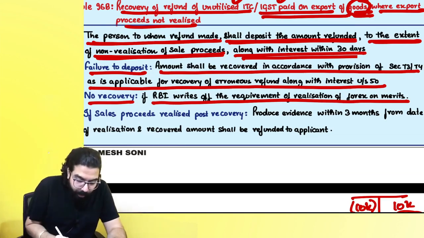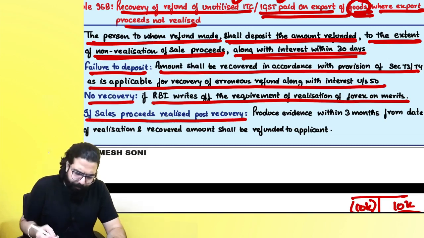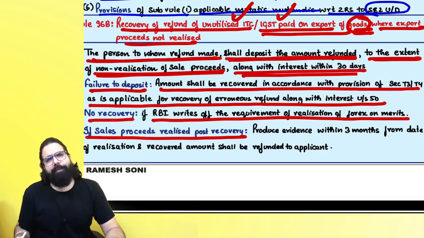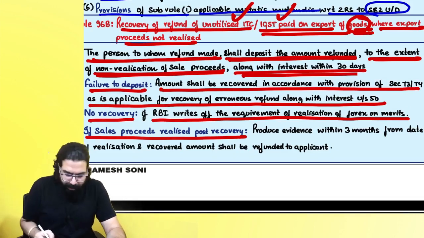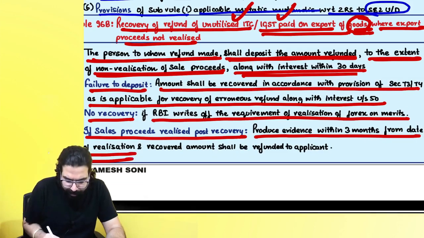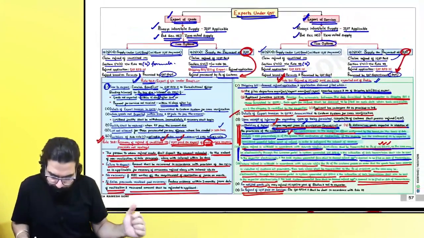Okay, sir. Supposing now they went ahead and recovered whatever was the ITC refund or IGST which was there. Later, I realized the foreign currency. When you realize the foreign currency, sir, produce the evidence within 3 months from the date of realization, and the recovered amount will be refunded to the applicant. Done, sir. Point is clear.